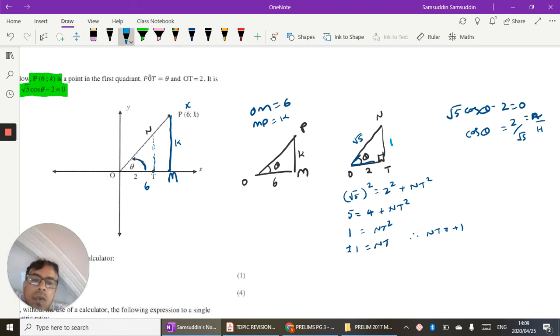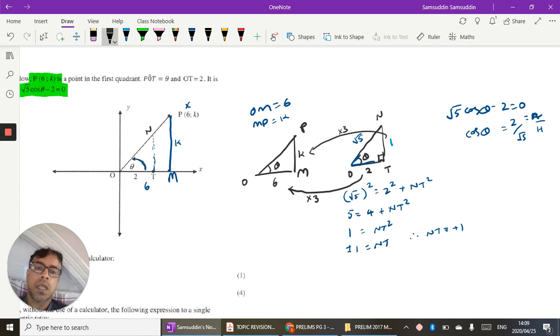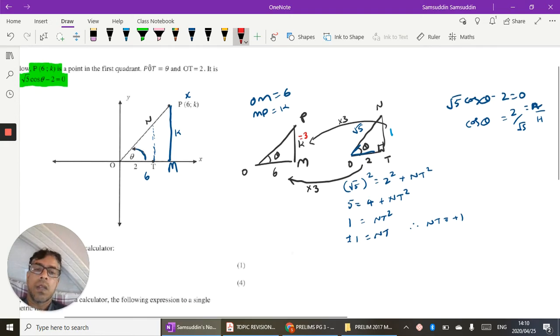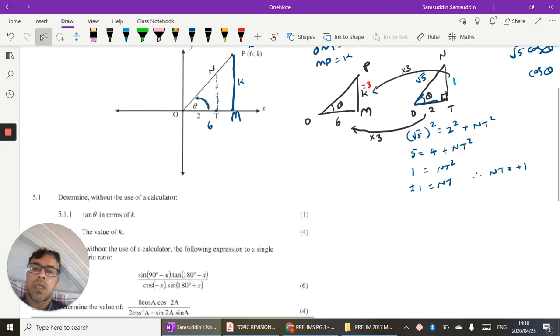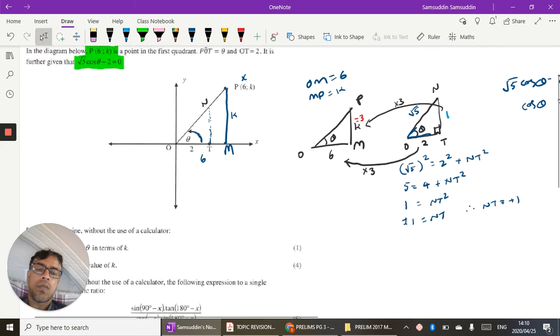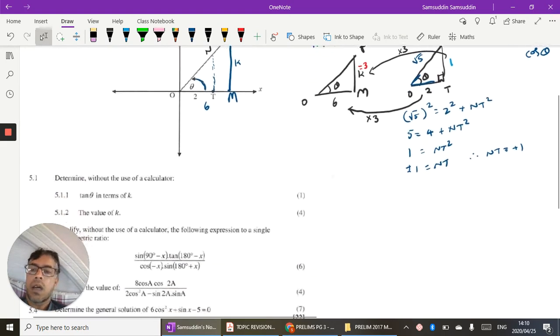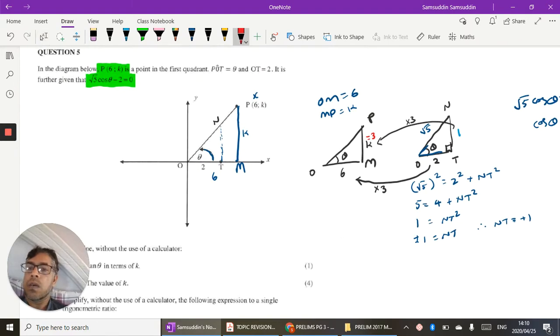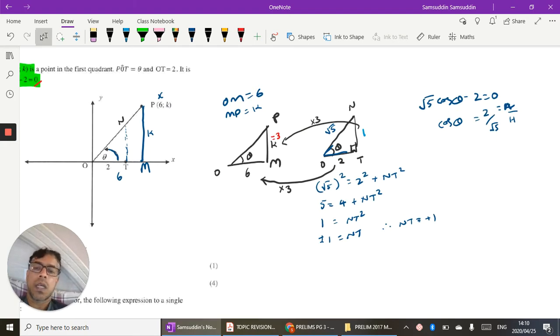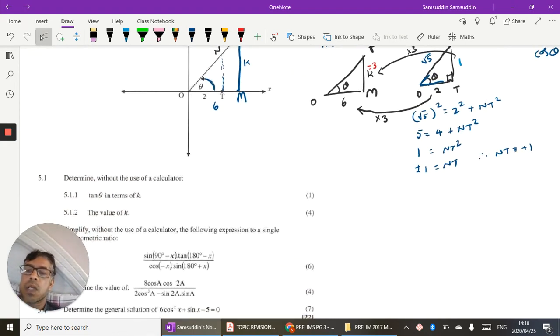If I follow the ratio, OT going from 2 to 6 is times by 3, so my k value will also be times by 3, which gives k equals 3. Whatever information was given, I finished reading, interpreting and working out. Now it's time to go and look at the question.